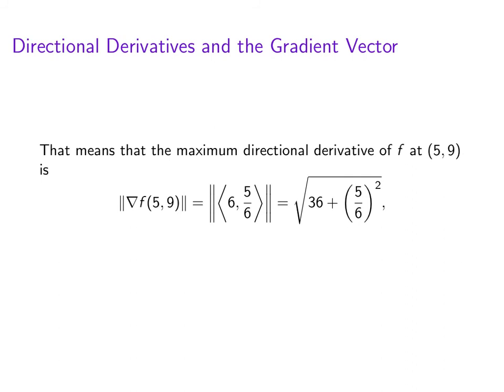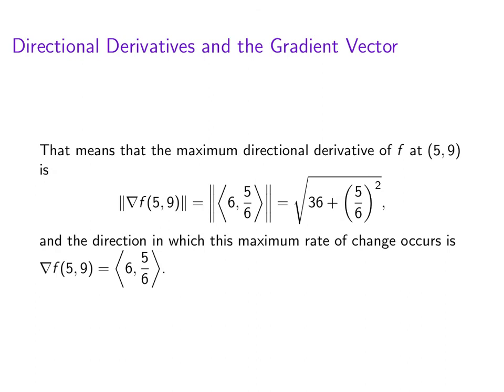That means we can say that the maximum directional derivative at (5, 9) is the magnitude of del f at (5, 9), which is going to be the square root of 36 plus (5/6) squared. And then the direction in which this maximum rate of change occurs is del f at (5, 9), which is equal to (6, 5/6).